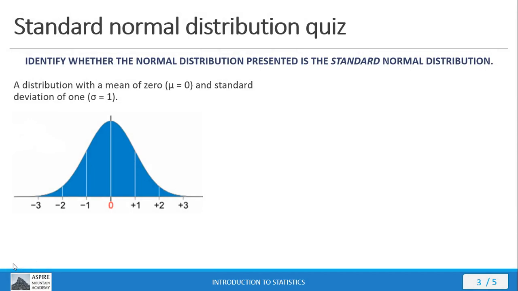Let's take a quick quiz to see if we can retain what it is we just learned about the properties of the standard normal distribution. So here we're given a distribution with a mean value of 0 and a standard deviation of 1. And we're asked to identify whether this distribution is a standard normal distribution. So what say you? Do we have the standard normal distribution here?